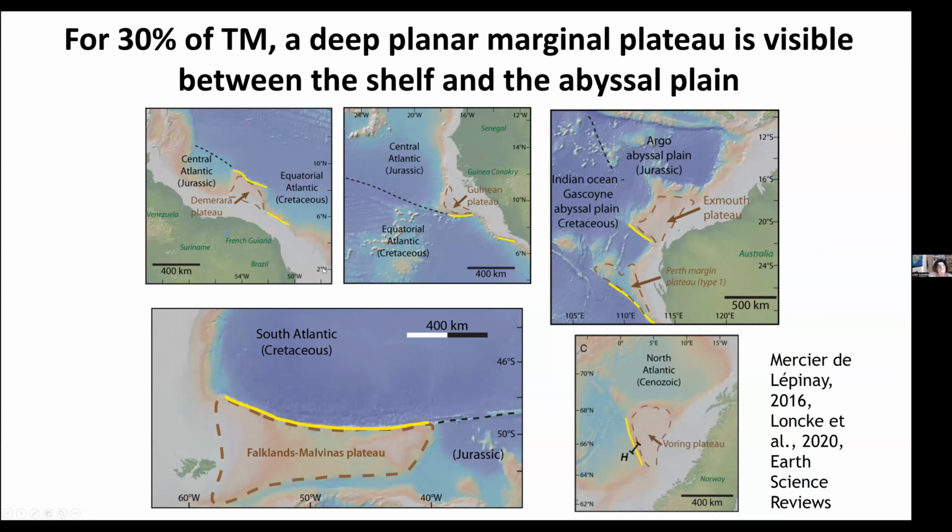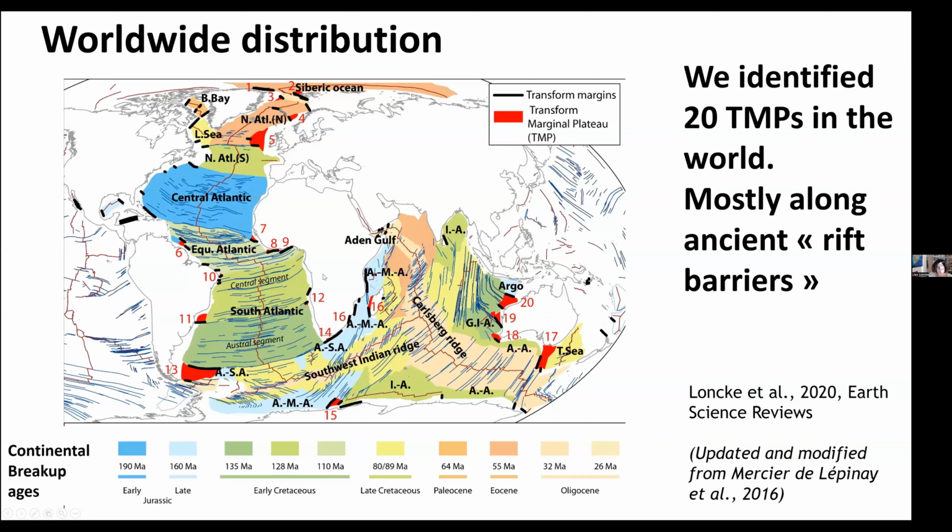On this basis, we mapped all the TMPs in the world, and we identified 20 of them, which are represented here in red. And what is interesting, when you have a look at continental breakup ages, as here, is that you see that most of them are placed at the junction of oceans of contrasted ages. It is the case in many places, so mostly along ancient rift barriers.